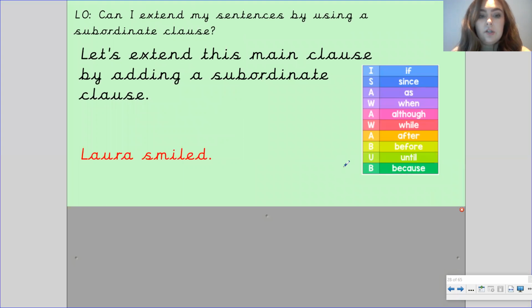So what I want us to do is I want us to work together to extend this main clause by adding in a subordinate clause to make it more interesting. So what you're going to need to do is get a piece of paper and a pencil, or you can use your whiteboard and a whiteboard pen. And I want you to extend our main clause, Laura smiled, by adding in a subordinate clause. So remember, you need to use one of these subordinating conjunctions and then write the rest of your subordinate clause, but it needs to link to your main clause. So pause the video here to have a go.